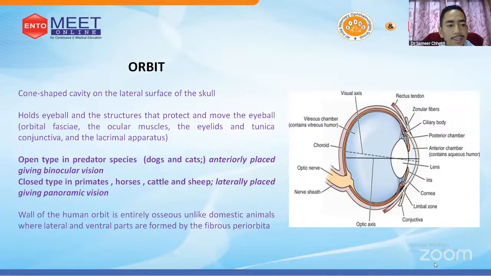The orbit is open type in predator species. It's anteriorly placed, giving binocular vision in dogs and cats. Whereas in primates, horses, cattle, and sheep, they are more laterally placed, giving panoramic vision.